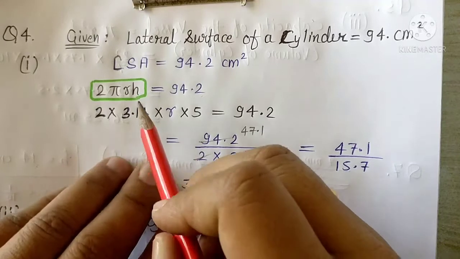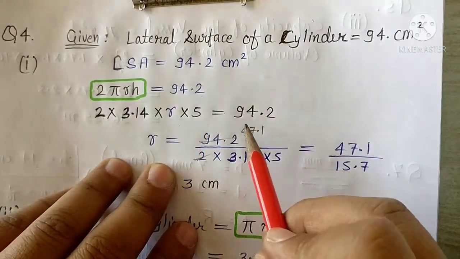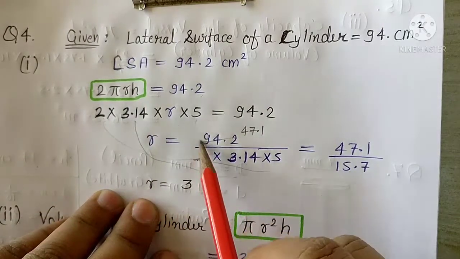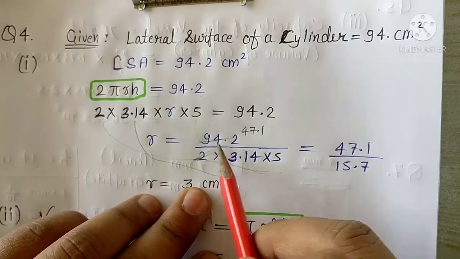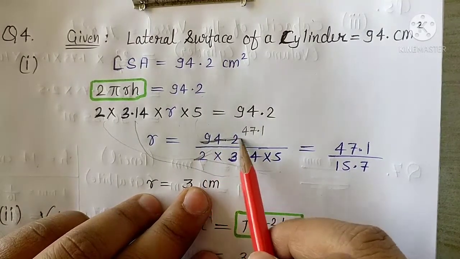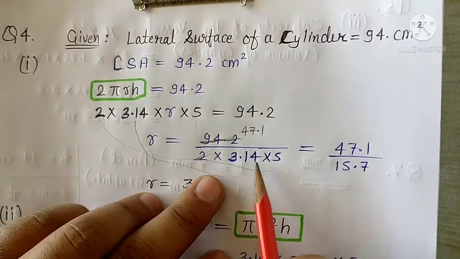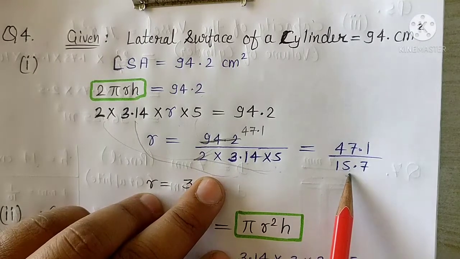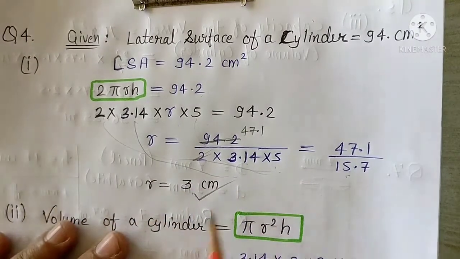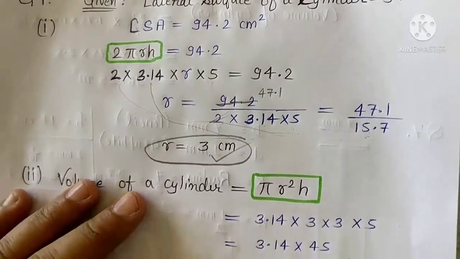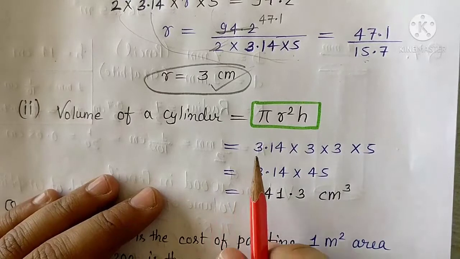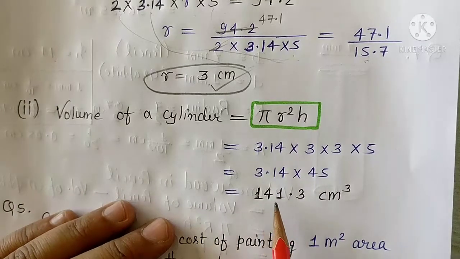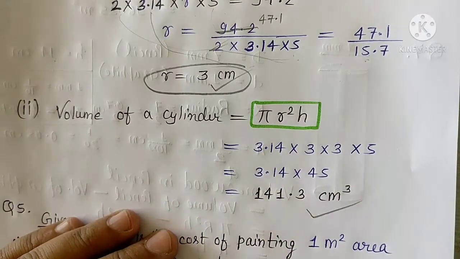So we have done all these things, which are in centimeter, equals 94.2. R will remain here. All the other things will come downside. 3.14 downside, 2 will also come downside, 5 will also come downside. Now you can cut 2 47.1. It will come 94.2, it will cut. Then 47.1 divided by 3.14 multiplied by 5, which will come 15.7. And you will divide 47.1 by 15.7. So it will come 3 centimeter. So our radius is 3 centimeter. Now we can use the formula for volume, pi r square h. So pi 3.14, R we just found out 3, so 3 into 3 into h 5. So it comes 141.3 centimeter cube. This is the volume of that cylinder.